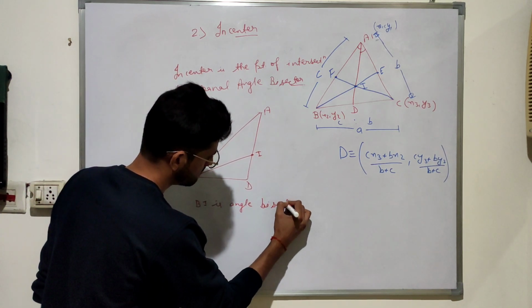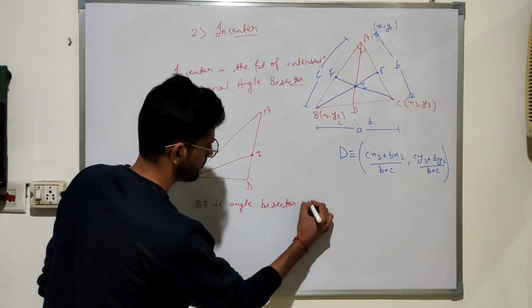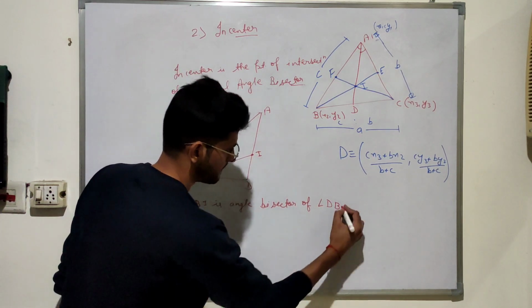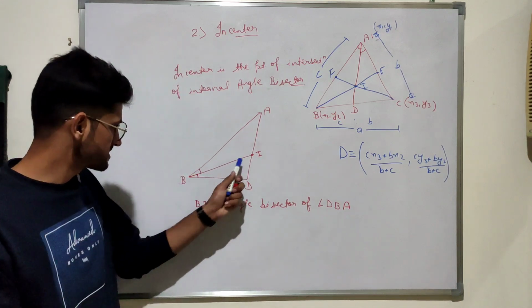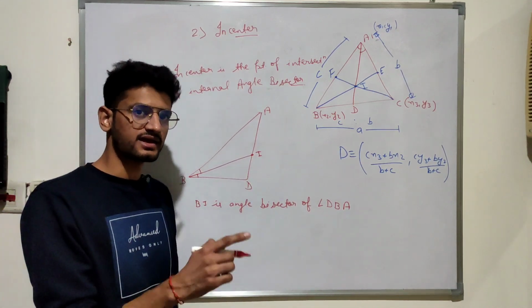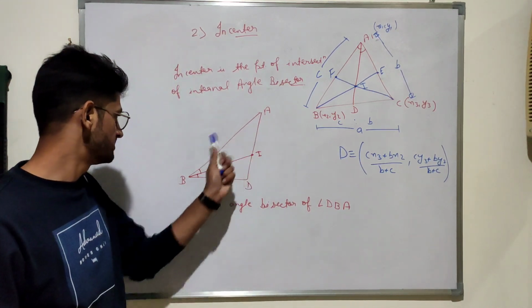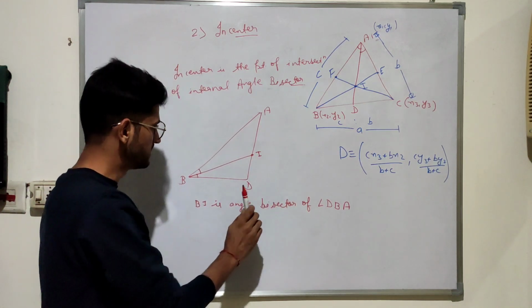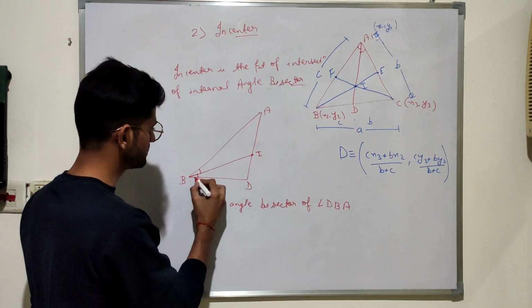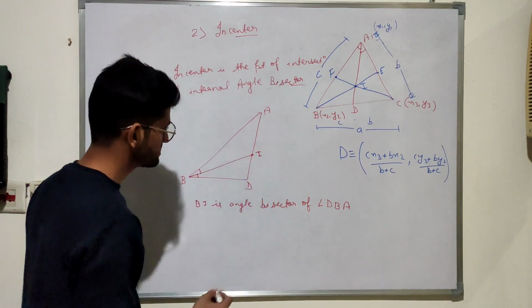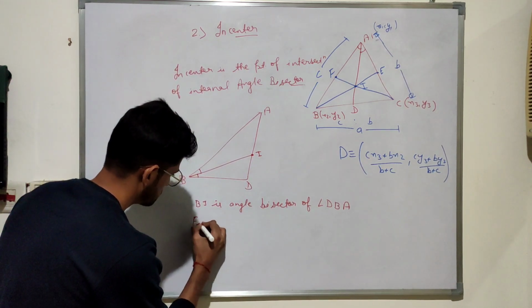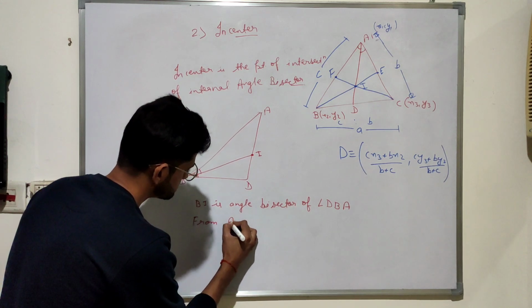BI is the angle bisector of angle DBA. Once again we are applying the angle bisector theorem on this triangle ABD, which means that if it is the internal angle bisector, we will write the side lengths. This I is going to divide the side, and we are writing this from the angle bisector theorem.